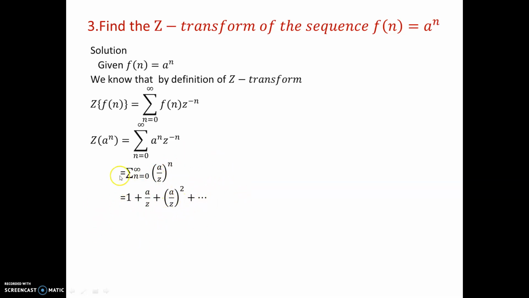Which is the expansion of 1 minus x the whole inverse form. That is binomial expansion. In place of x is a by z, we get 1 minus a by z the whole inverse. So we write 1 minus a by z the whole inverse as 1 divided by 1 minus a by z. In denominator, taking LCM z, we get z minus a divided by z. We write the reciprocal form z divided by z minus a, if modulus of z greater than a. Therefore, Z transform of a power n equal to z by z minus a if modulus of z greater than a.